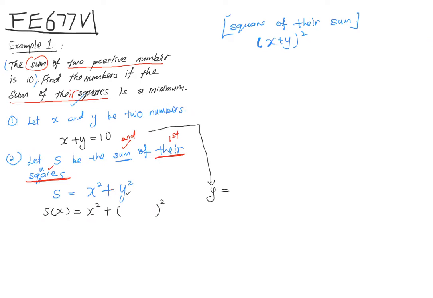Can you please tell me y equals to? Y equals to 10 minus x. Thank you. So now I replace this y with 10 minus x. So now I have achieved my goal, that is, write the sum of the two numbers in terms of one variable called x.